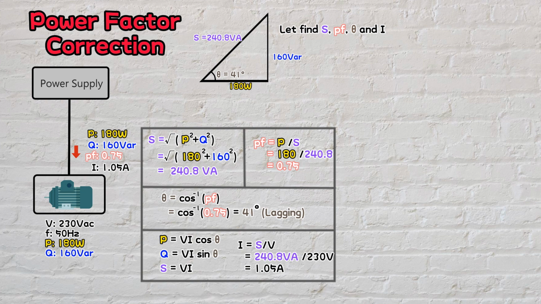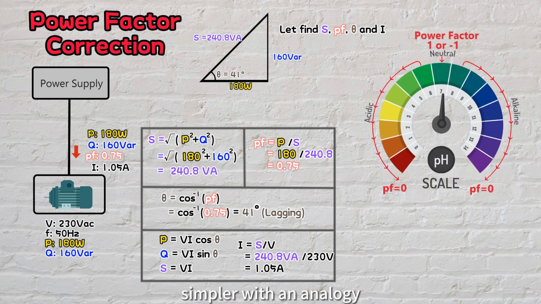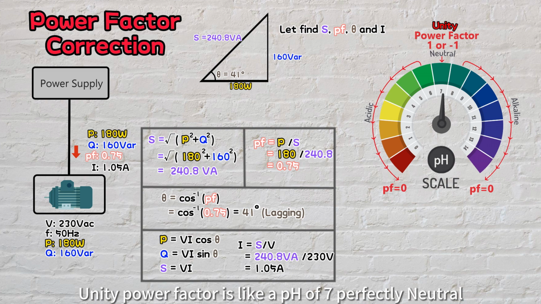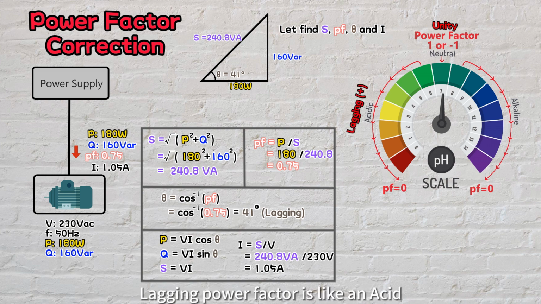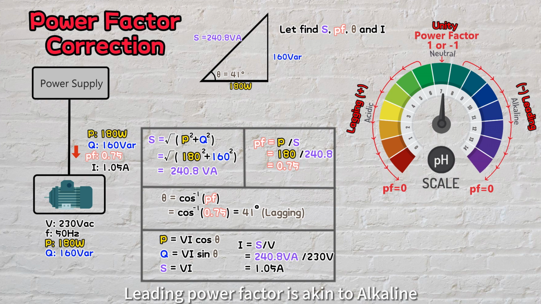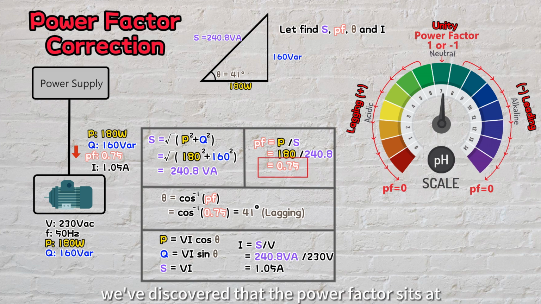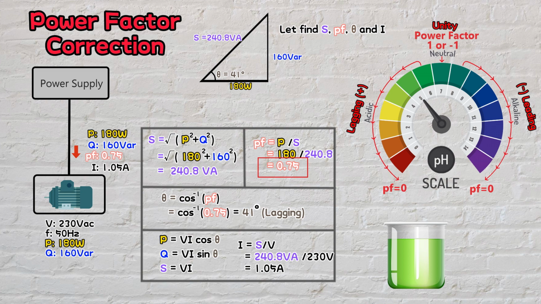Let's make the concept of power factor simpler with an analogy you might have heard of, the pH scale. Here's how it breaks down. Unity power factor is like a pH of 7, perfectly neutral. Lagging power factor is like an acid, with a pH less than 7. On the other hand, leading power factor is akin to alkaline, with a pH greater than 7. From our earlier math, we've discovered that the power factor sits at 0.75, similar to a weak acidic pH.